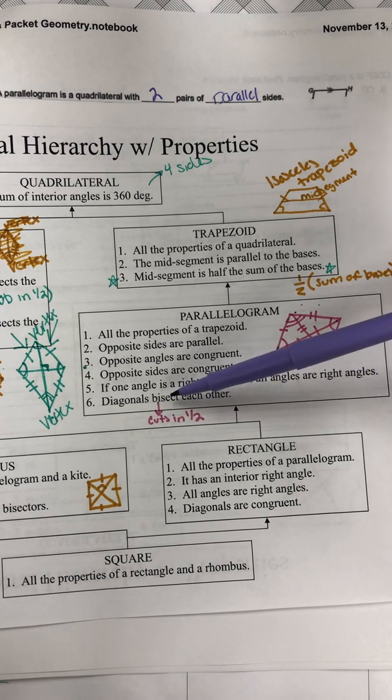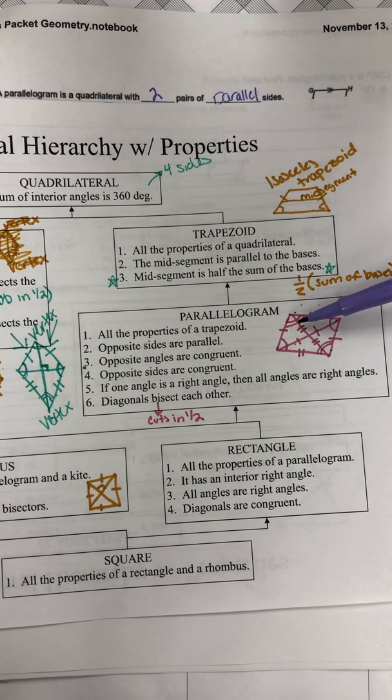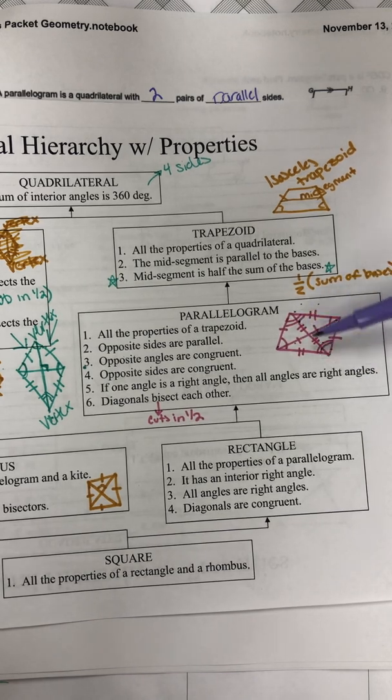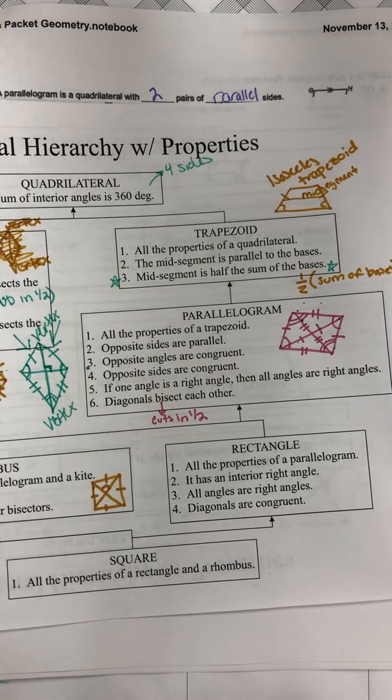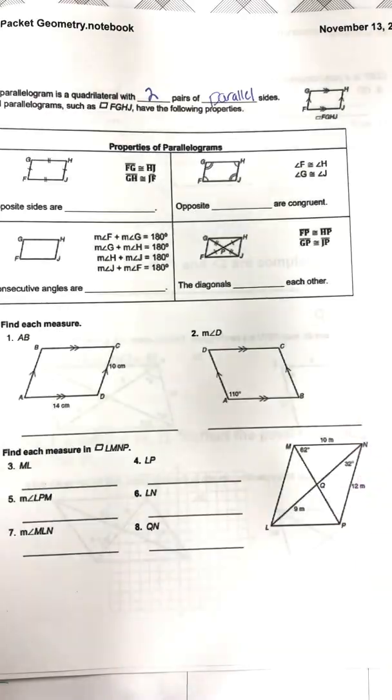So remember what the word bisect means. Bisect means it cuts in half. So these diagonals that go through your parallelogram, each one is cut in half. So these would be both 5, for example, and these would be both 4, for example. So we're going to use those properties to go back to page 11 and answer those questions at the bottom.